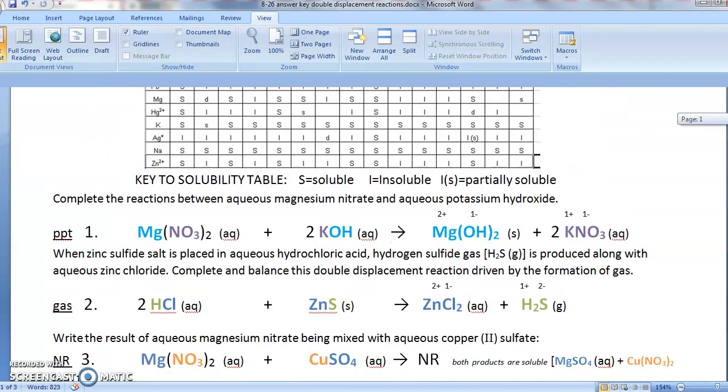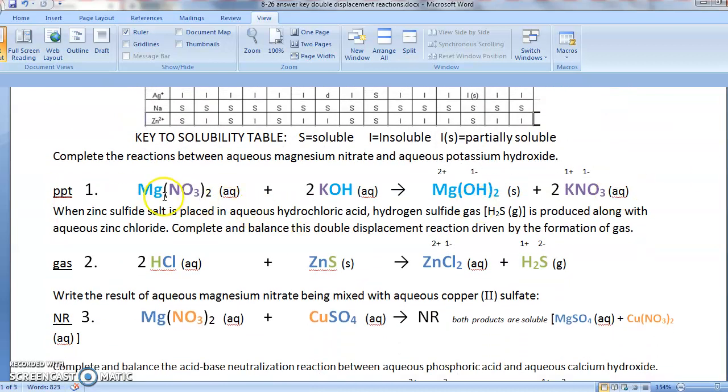Here we go, reaction number 1. In this reaction, we're putting magnesium nitrate solution and mixing it with potassium hydroxide solution. So we have one container that has magnesium ions, Mg2+, floating around with nitrate ions, NO3-, and then we pour in potassium ions, K+, and hydroxide ions, OH-.